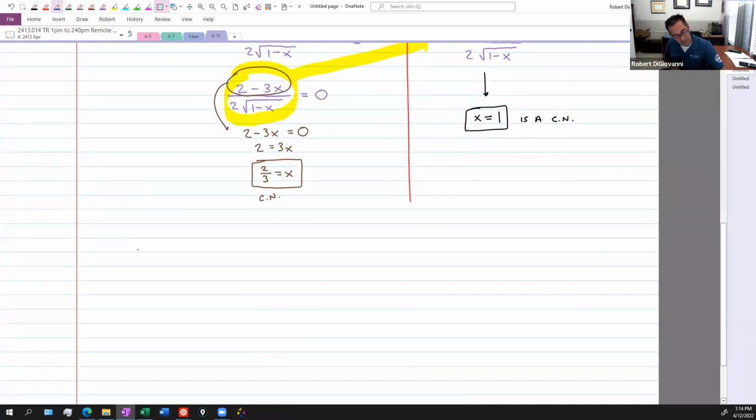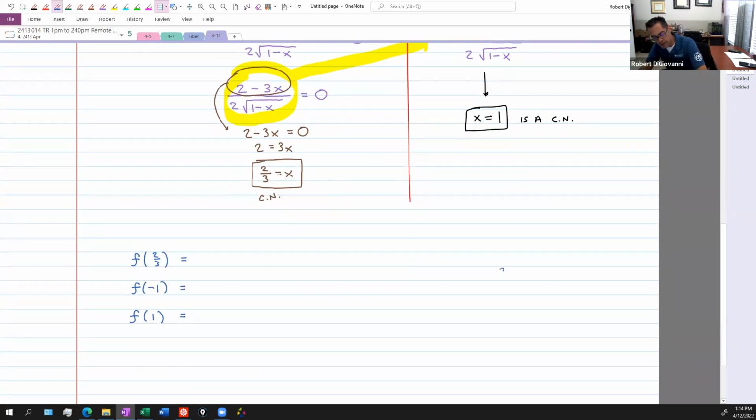I'm going to take my original function. I'm going to plug in 2/3. I'm going to take the original function, plug in the left endpoint. Take the original function, plug in the right endpoint. See what I'm saying? The right endpoint is also a critical number. I only have to plug it in 1 time, okay? So now I'm going to get 3 different values out of the original function.